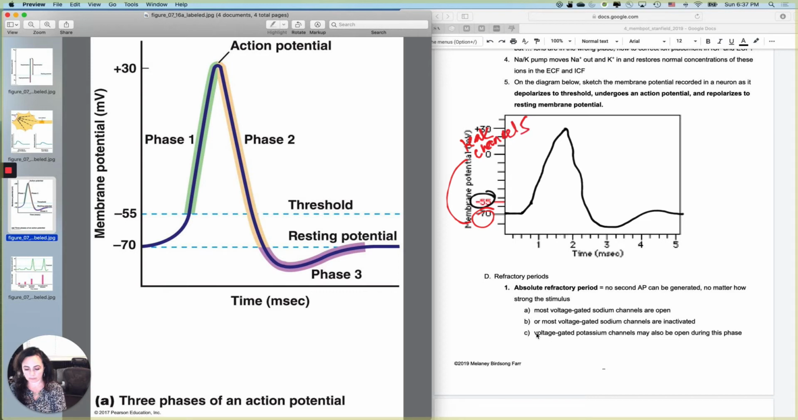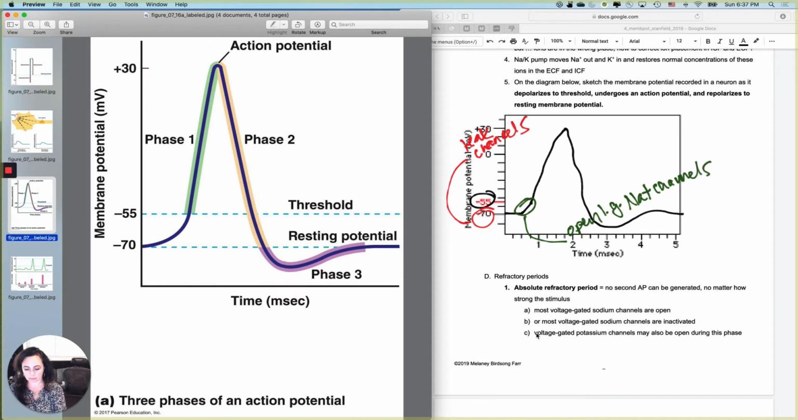Next question. How did I get from resting membrane potential to minus 55? What kind of channels are involved there, from minus 70 to minus 55? What are those? Those are opening. What kind of channels? Well, they're definitely sodium, but let's add a little bit more detail. Let's call them ligand-gated sodium channels.